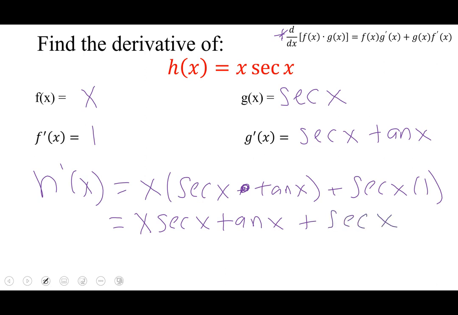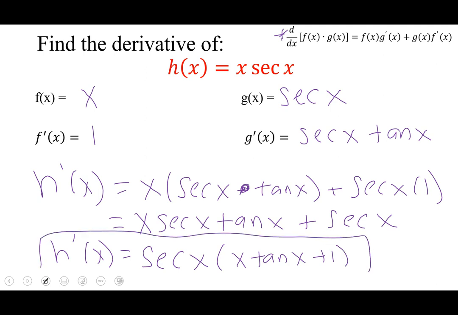And then again, while technically that is a fine answer, because of what's coming next, because you're going to want to set it equal to 0 or set it equal to something and then solve, the best way that you could give this answer would be to factor a secant out of each term, which would leave you with a secant times an x tangent of x plus 1. Again, it's unlikely that you would be marked incorrect if you had stopped one step earlier, but again, kind of setting you up for success in the future.